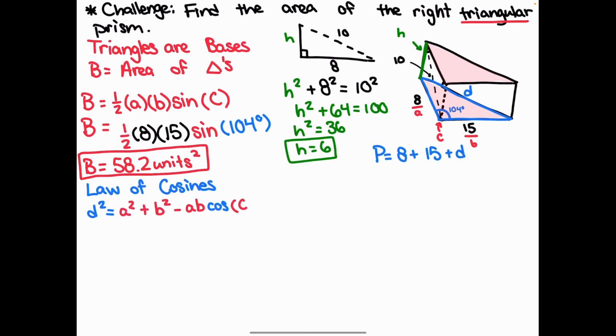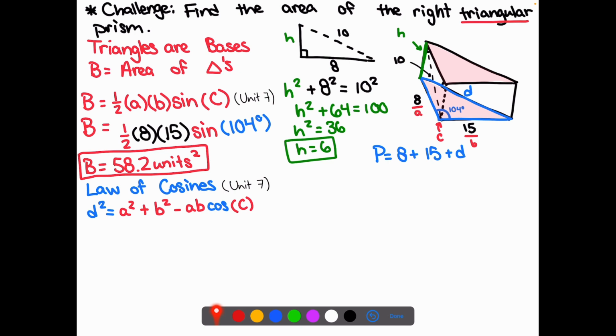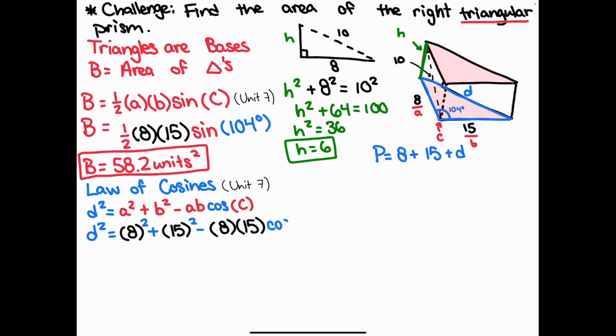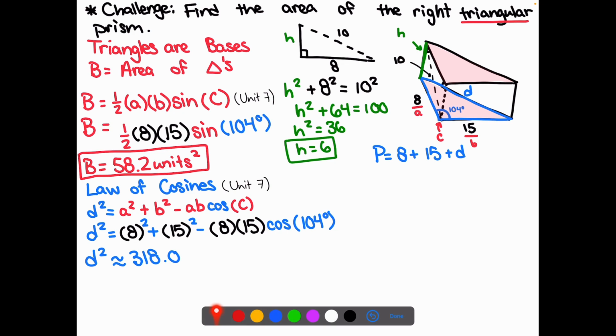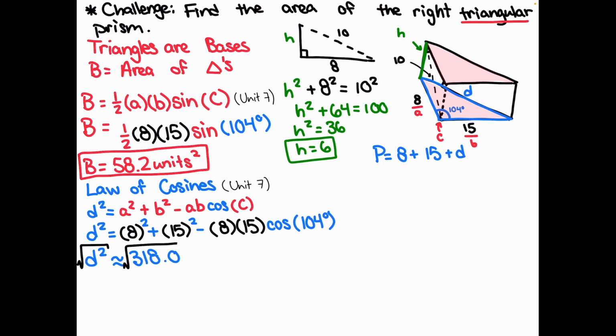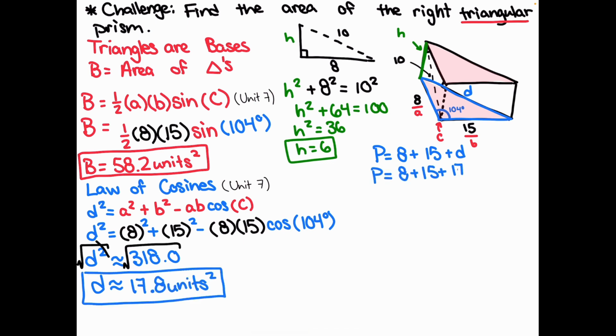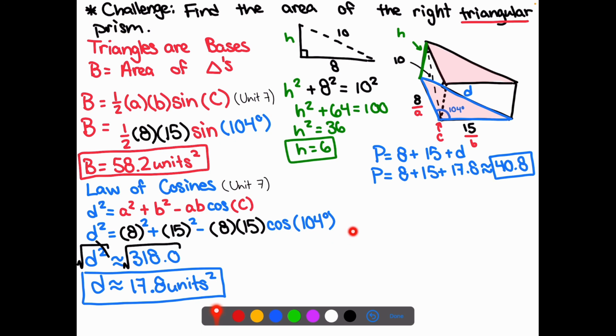Plugging in our values, that gives us D squared is equal to 8 squared plus 15 squared minus 2 times 8 times 15 cosine of 104 degrees. If you enter all of this into your calculator, you get D squared is about 318. From here, I can solve for D by taking the square root of both sides, giving us D is about 17.8 units. That means I can now solve for my perimeter by plugging in for D. So we have perimeter is equal to 8 plus 15, which is 23. 23 plus 17.8 will give us 40.8 units.